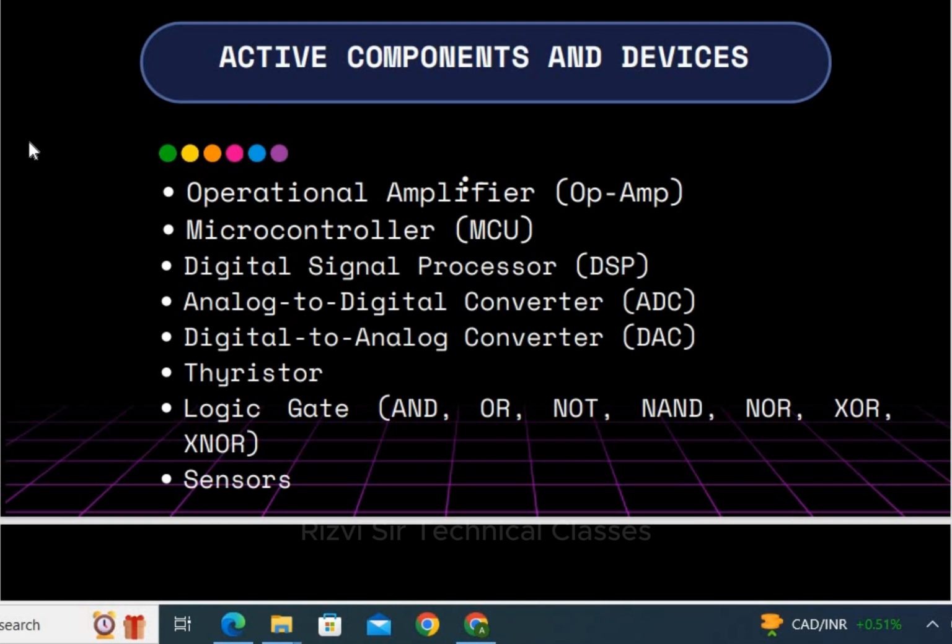There are numerous types of active components like operational amplifier, microcontroller, digital signal processor, analog to digital converter, digital to analog converter, thermistor, and logic gates like AND, NOT, NAND, NOR, XOR. There are various types of sensors in the market. These are all active components, and you can go through and check them one by one.